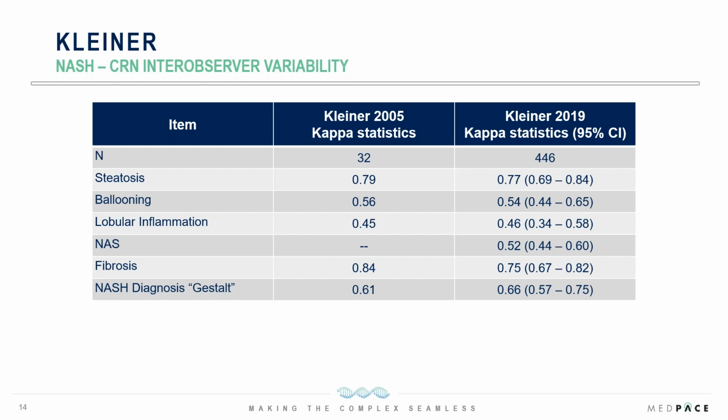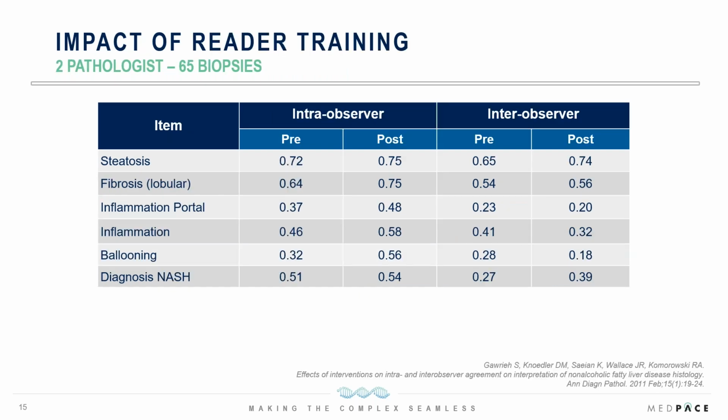15 years later, our steatosis kappa scores were about the same, ballooning about the same, inflammation about the same. We came up with a kappa score of 0.52 at this point for the total NAS score. Fibrosis came down a little bit to 0.75, and the diagnosis of NASH about the same, 0.66. So 15 years of using the scoring, and in general we're probably not much better than we were when we first started.